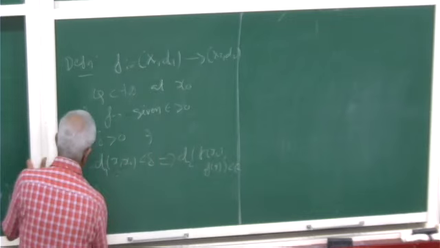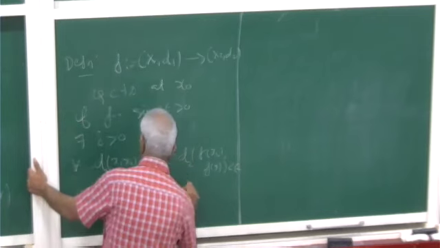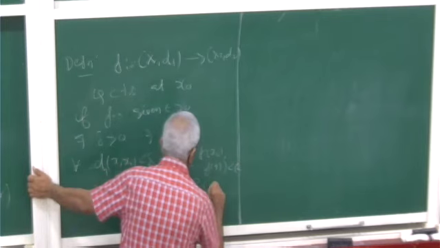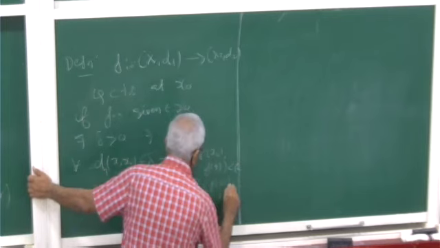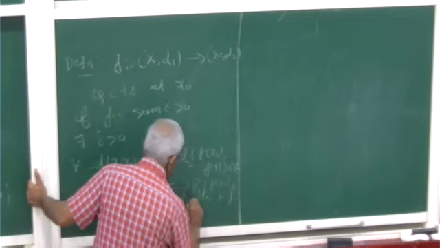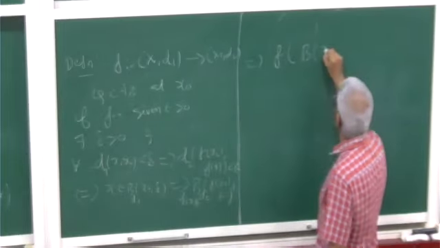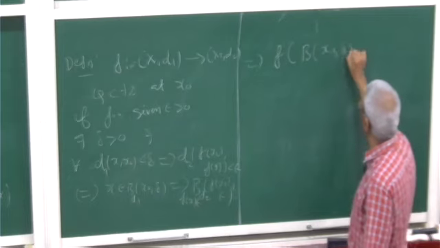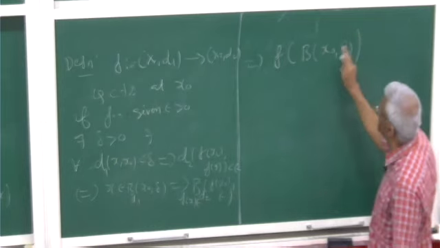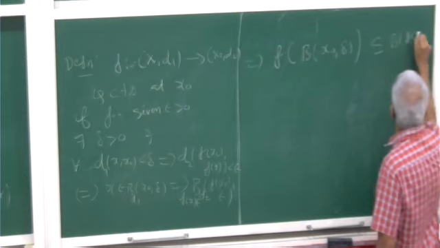This is equivalent to saying x is in B of x naught, delta implies f of x is in B of f of x naught, epsilon, where the first ball is with respect to d1 and the second is with respect to d2. Which is equivalent to saying: given x naught, given epsilon, there exists delta such that f of B of x naught, delta is contained in B of f of x naught, epsilon.